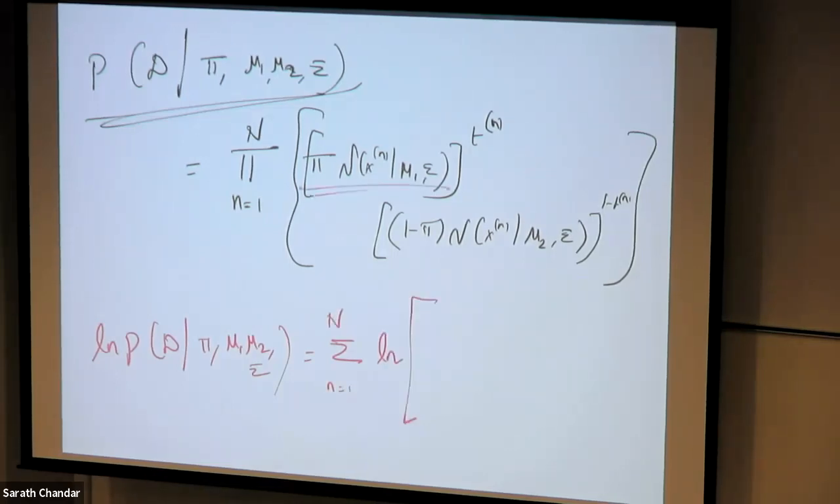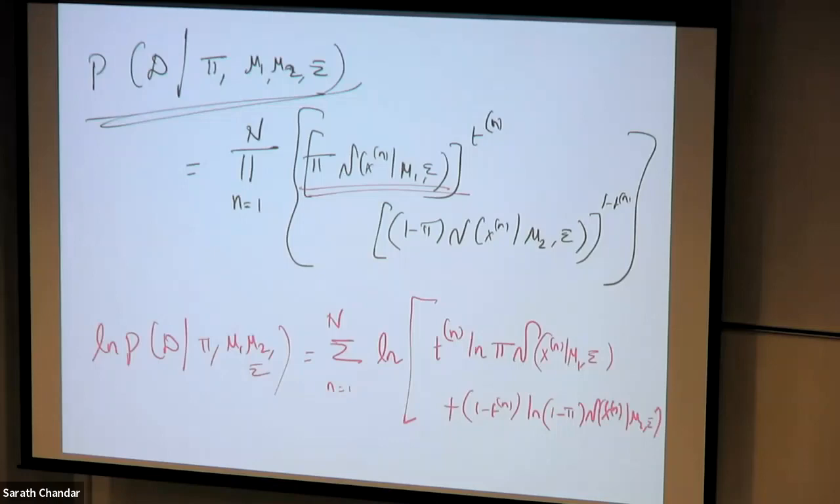Okay. Now when you do ln of this, the exponent comes to the front. So it becomes t_n times ln pi Gaussian given mu1, plus, the product becomes plus, 1 minus t_n times ln of 1 minus pi, Gaussian given mu2, sigma. Is that clear? Any questions?